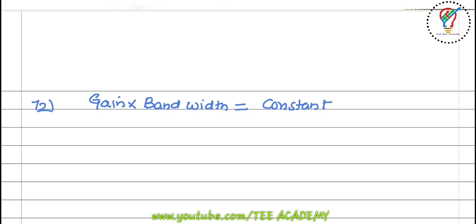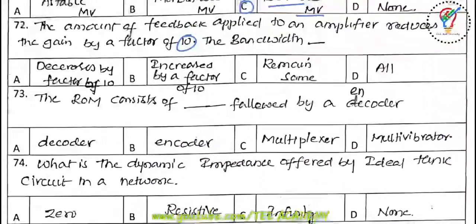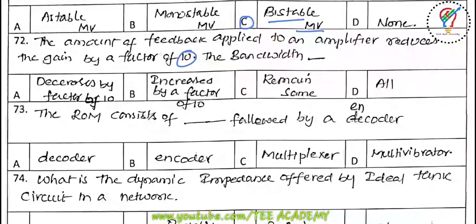In the given question, the feedback applied to an amplifier reduces the gain. So the gain is going to reduce, by how much? It is going to reduce by a factor of 10. Similarly, if you want to keep the product constant, you need to increase the bandwidth by the same factor. So we'll check the options for the 72nd question. The bandwidth increases by a factor of 10 here. So B is the most appropriate answer for this question.